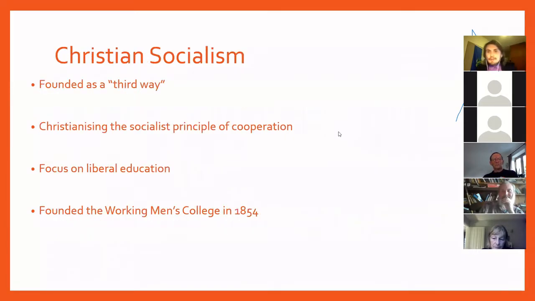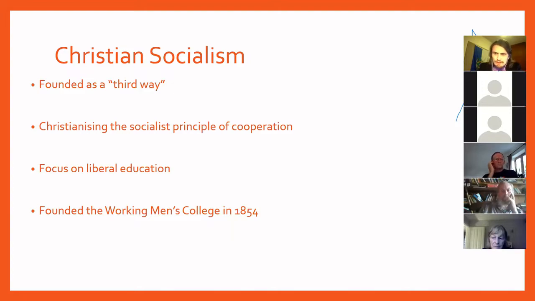At the same time, we have Christian socialism. Now, this is founded as a third way. It kind of comes about in response to the Chartist movement. What it's looking to do is oppose the elitist, reactionary nature of the rich, but also avoid the secular nature of the revolutionary poor. And it says, right, we want to mold the working class in the middle class image.